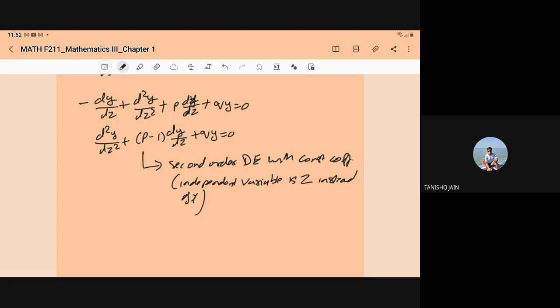So in next class we continue. Why do we have a second order differential equation with constant coefficient? P is what? Constant. So p minus 1 is also constant, q is also constant. So it is a second order differential equation with constant coefficient. So in next class we continue. Derivation is over. In next class we do the question.